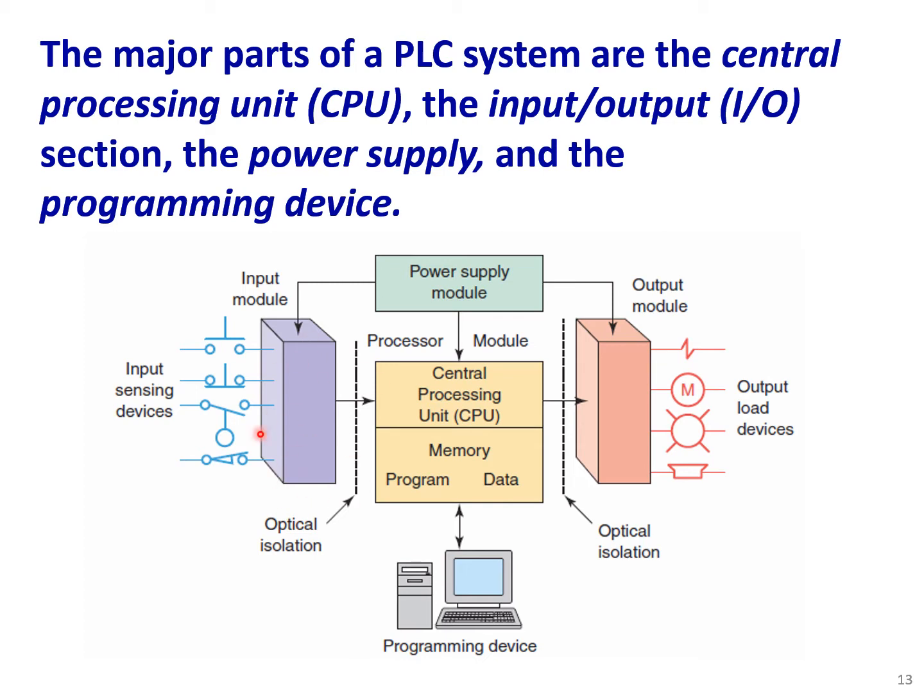The input module is connected to all the field devices. For example, here we have three types of switches and sensors. We will discuss these symbols as we go forward through the course. Plus, the output module is connected to output field devices, let's say a motor or a pilot light or a horn or a solenoid and so on.